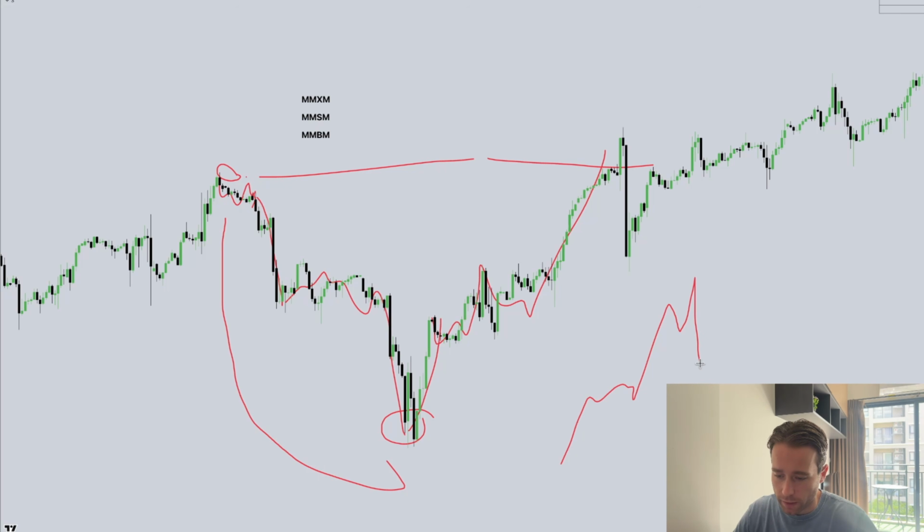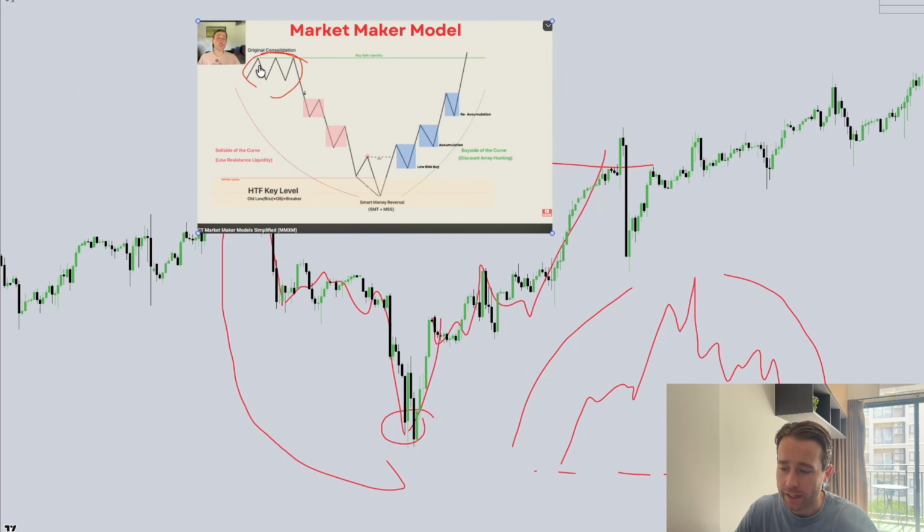The price goes up, then does a smart money reversal and starts trading lower towards the lows right here. So I have a buy side of the curve, sell side of the curve. On the YouTube channel, I have dedicated videos to understanding market maker models. I will leave the link to that inside the description, also a little link to that right here.